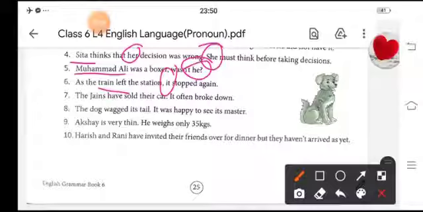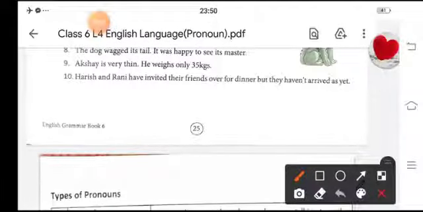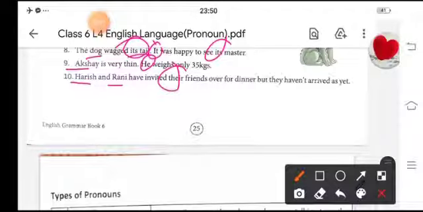Same, you can see here. The dog wagged its tail. It was happy to see its master. Akshay is very thin, he. Harish and Rani have invited their friends over for dinner, but they haven't arrived yet. So the circled words are the pronouns.